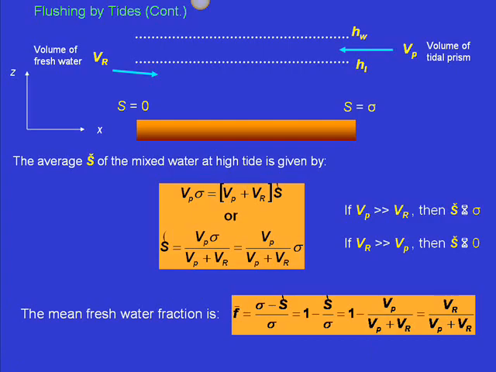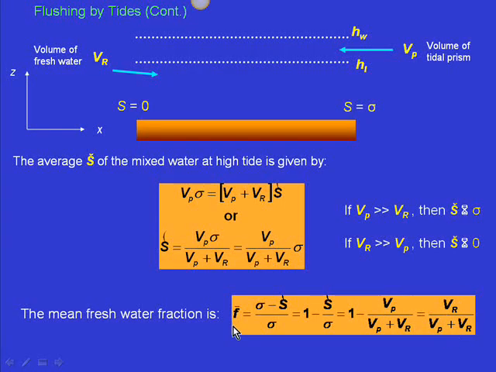So now you can use this average salinity of the mixed water to calculate the mean freshwater fraction through that relationship there. So notice that this ratio is the same as 1 minus S hat over sigma. And S hat over sigma, if you look up here, equals V sub P divided by V sub P plus V sub R. So that's what it is right here. Right? And then you have here a difference of fractions, so you use a common denominator there, and you get that.